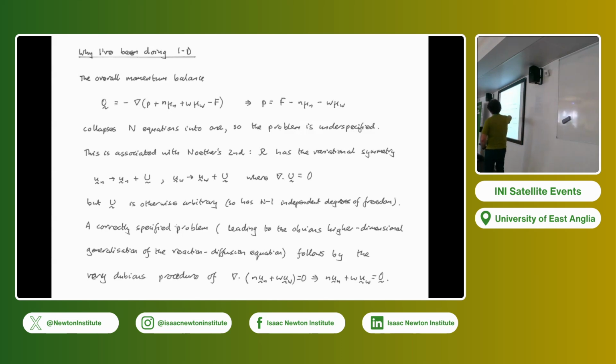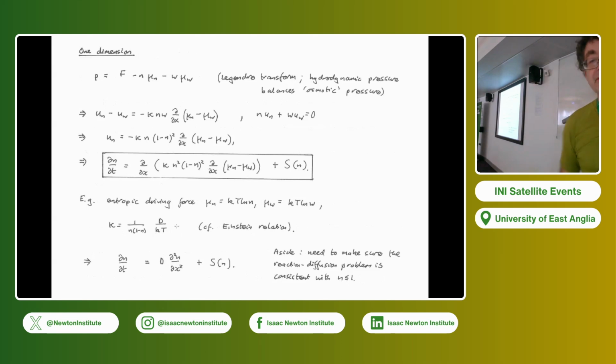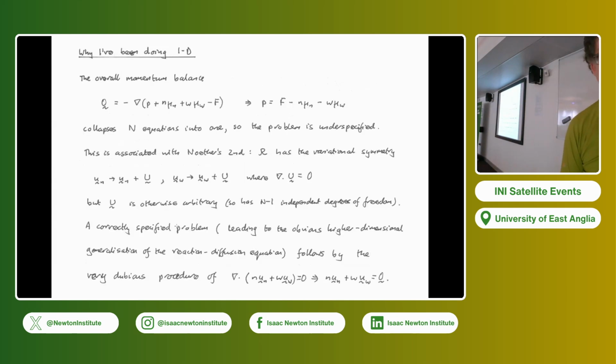That's got n minus 1 degrees of freedom, which is why you've collapsed from n equations to 1. Right, so that means you would go astray if you did the obvious thing. There's an obvious higher dimensional generalization of this thing where you replace the x derivative by nablas. So a high dimensional reaction diffusion equation is appealing, and some people do it.